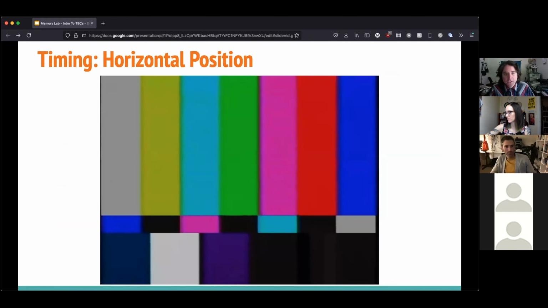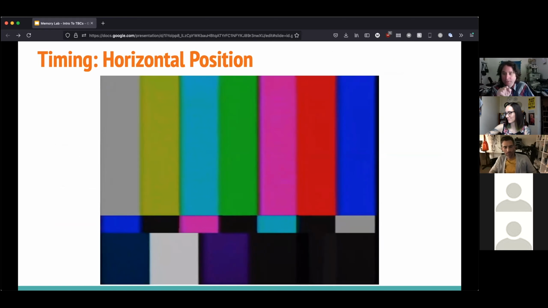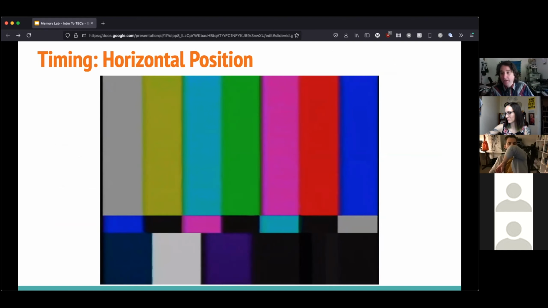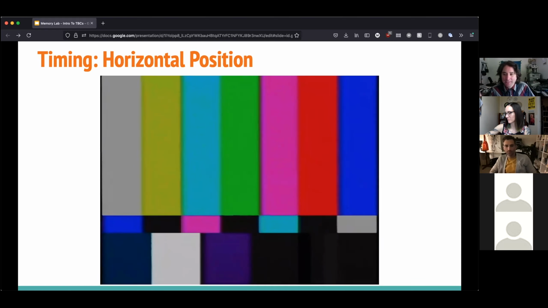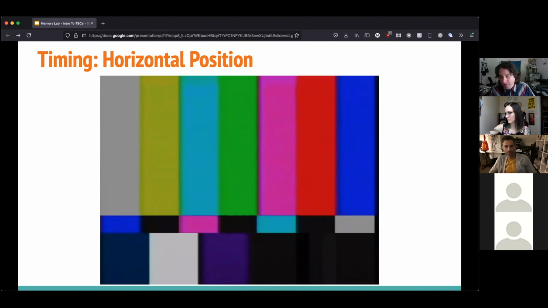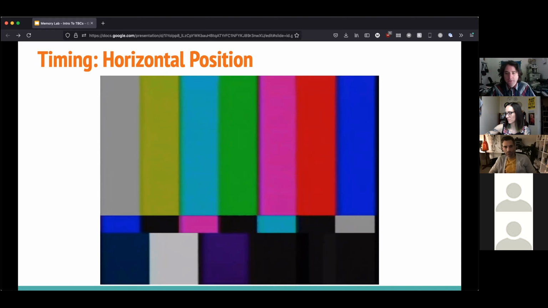So one thing that you can change is the horizontal position. You can see the image is moving to the left and the right in the frame, and you want to set this to make sure that you're not cutting off the frame on the right or the left. What's interesting about this is that when you're making this adjustment, you're actually adjusting the amount of delay between the sync tip and the active video. So this is actually a timing adjustment that looks like it's moving the image left and right.